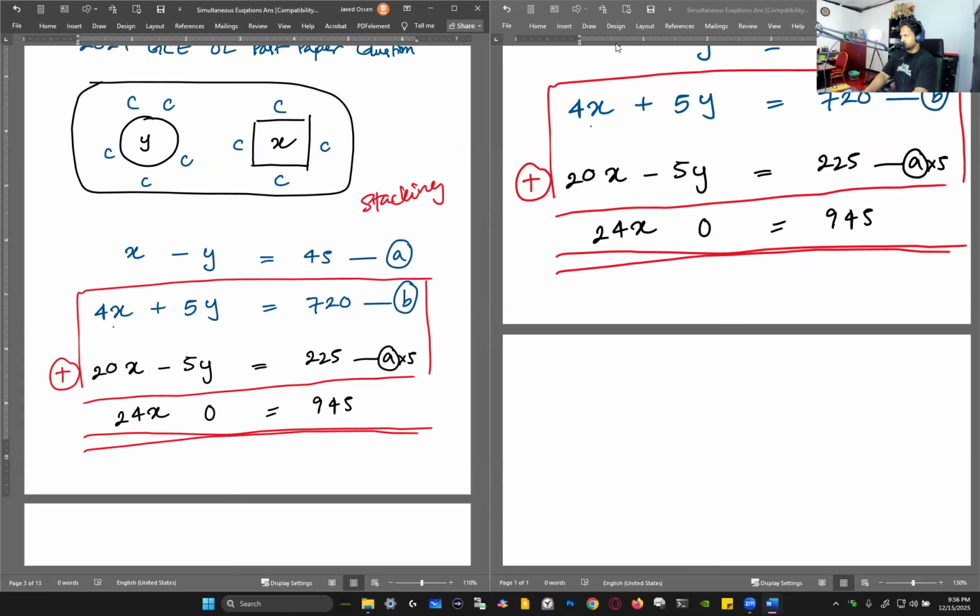We can divide both sides by 24. This I can't do in my head, Miss Fatima, unfortunately. 945 divided by 24. We have 4... 96. Son of a gun. Not 96. 3... 72.